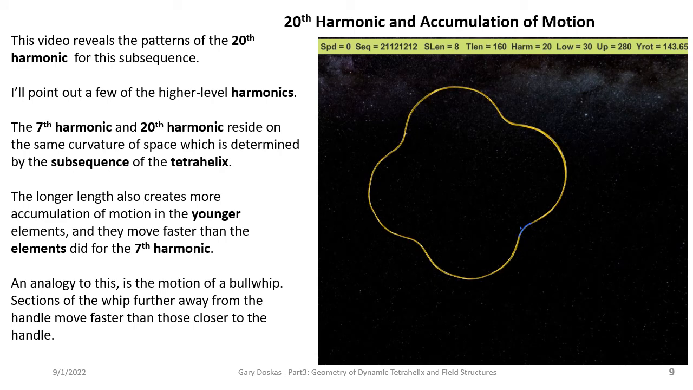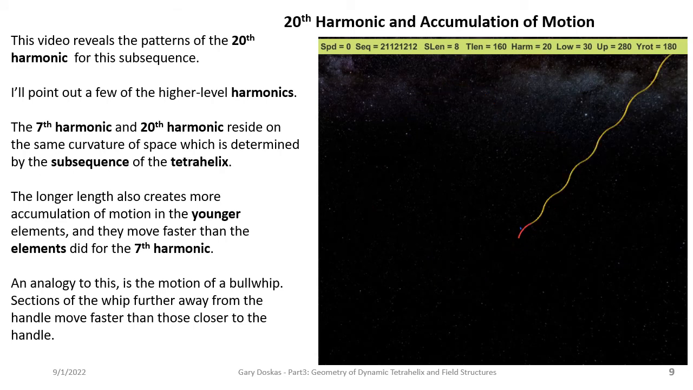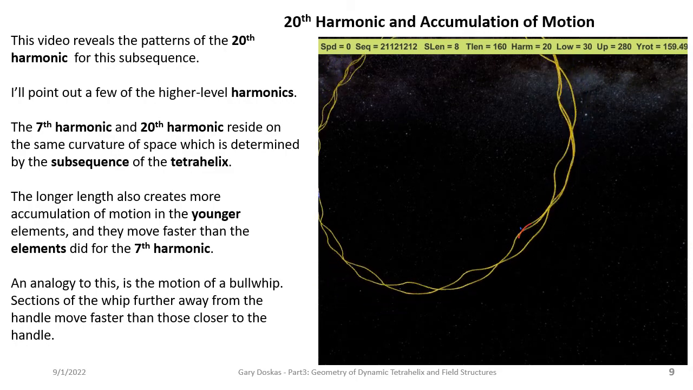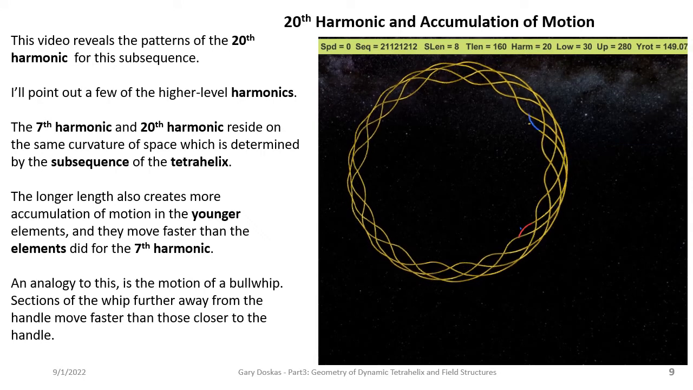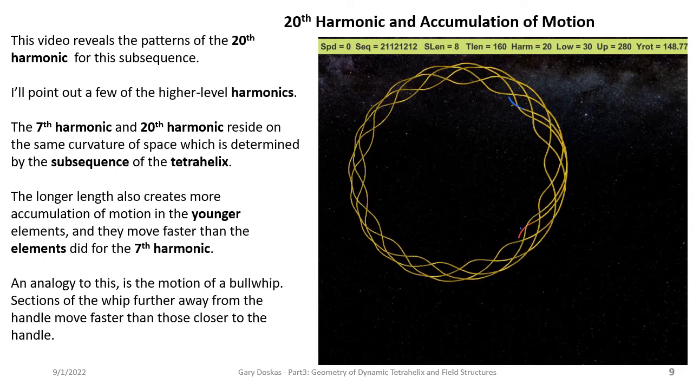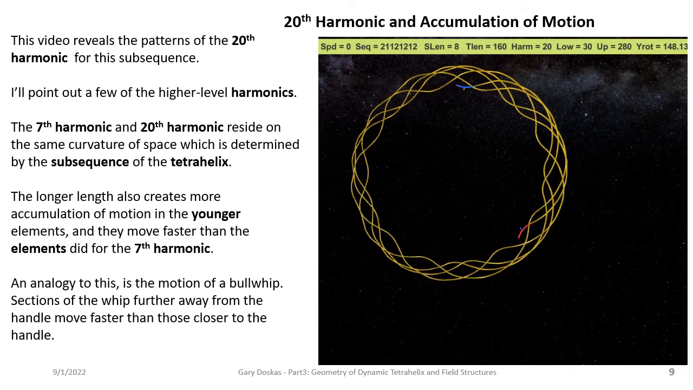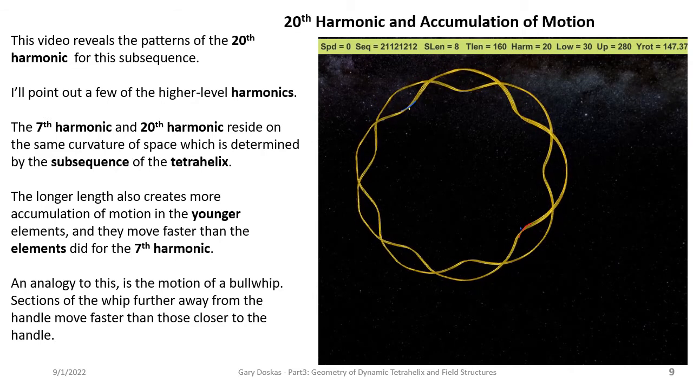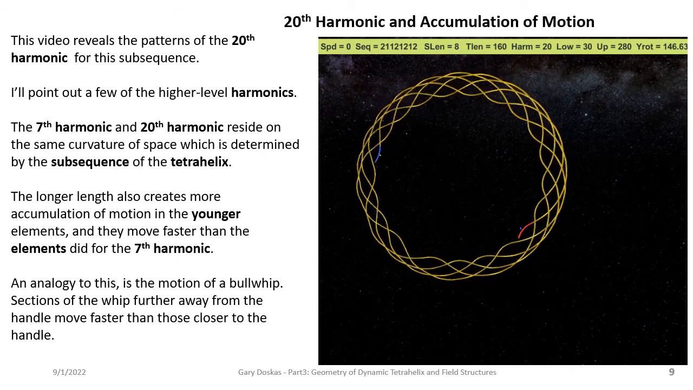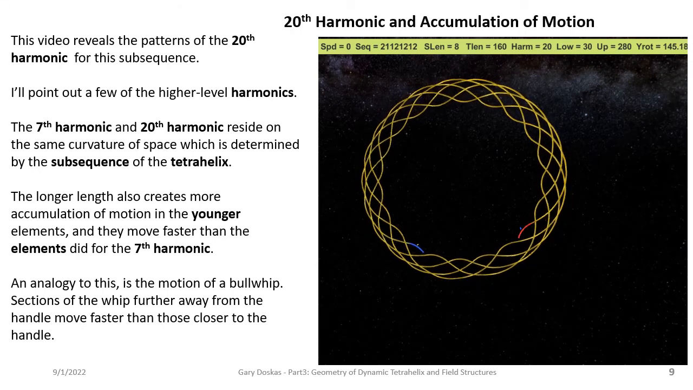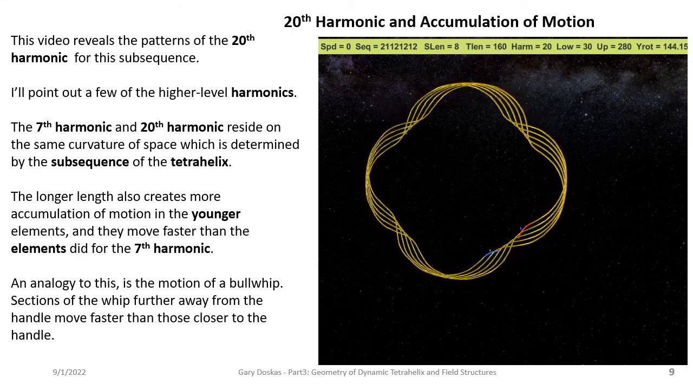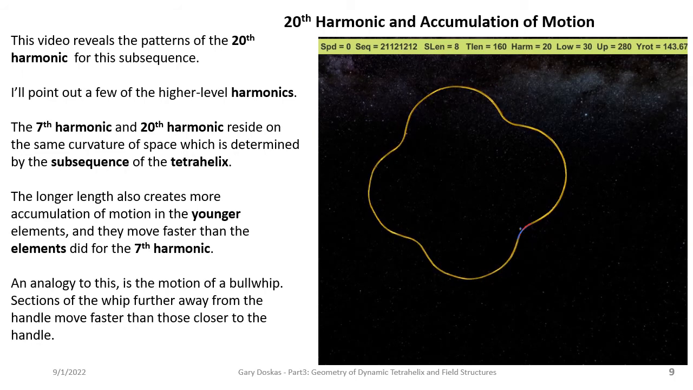The 7th harmonic and 20th reside on the same curvature of space, which is determined by the subsequence of the tetrahelix. The longer length also creates more accumulation of motion in the younger elements, and they move faster than the elements did for the 7th harmonic. An analogy to this is the motion of a bullwhip. Sections of the whip further away from the handle move faster than those closer to the handle.